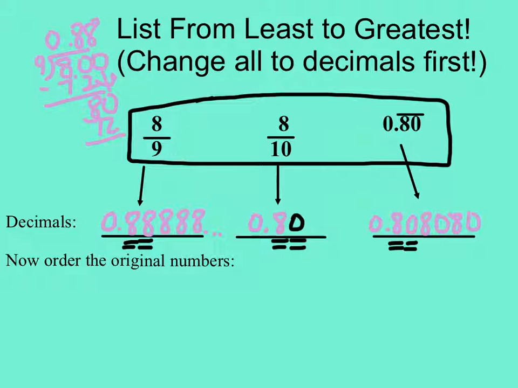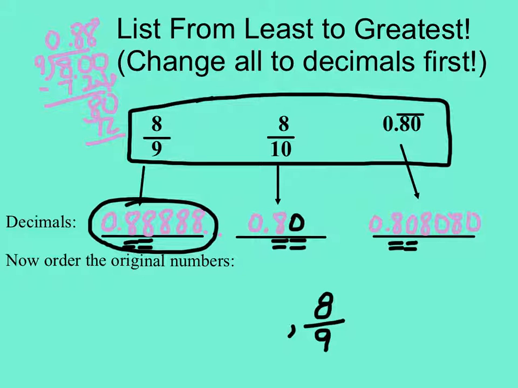And it looks like we have an 8, a 0, and a 0. Well, just from that information, I know that this decimal is going to go last. So when I order my fractions and decimals, 8/9 will be listed last. Now we just need to compare the second two. So we're done with the first one.